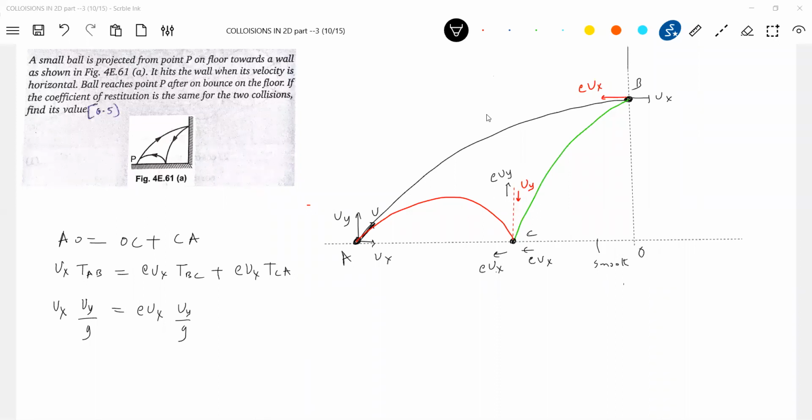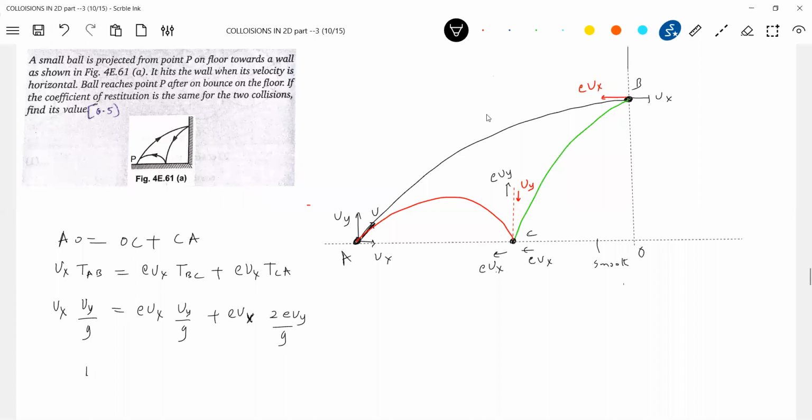I made it ux. Here only along the y-axis it will change, no? You should not write e squared ux. Only the component of velocity along the line of impact will change, no? What is TCA, the time of flight of this? 2euy by g. So ux, uy by g will get eliminated.